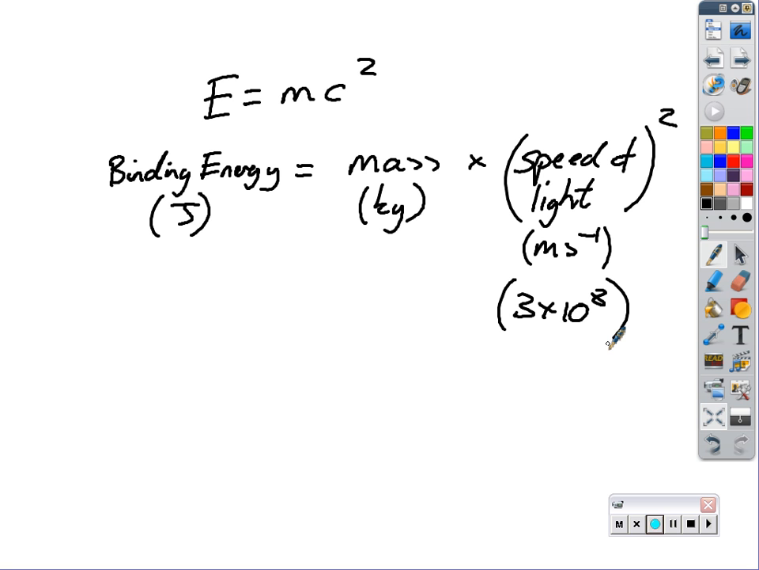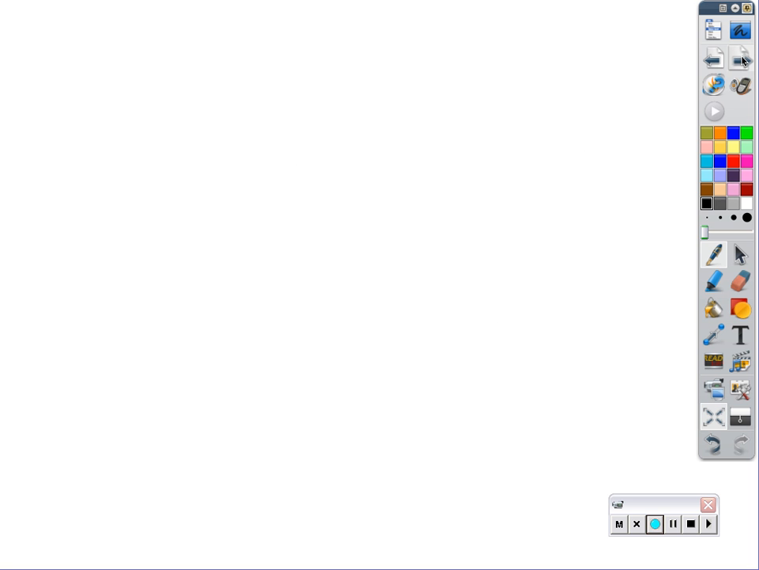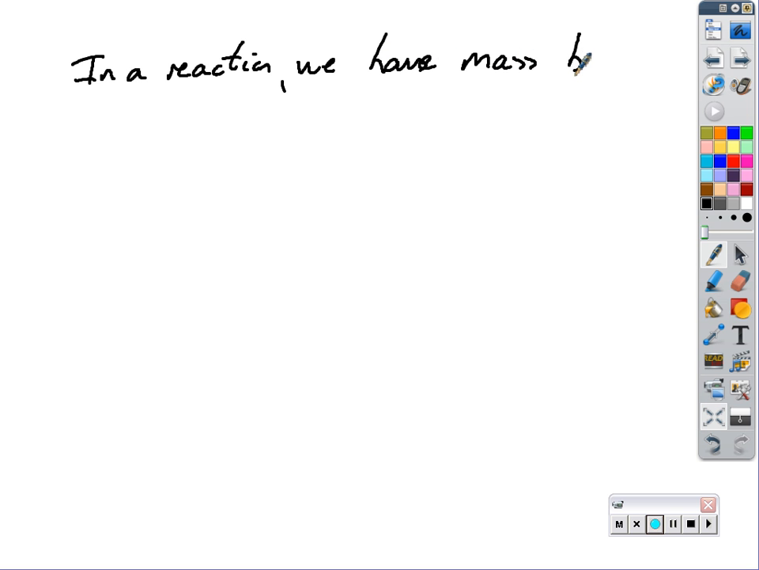So to get the mass in a reaction, in a reaction, we have mass before and mass after.